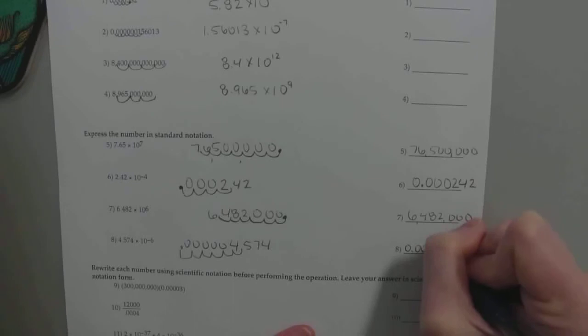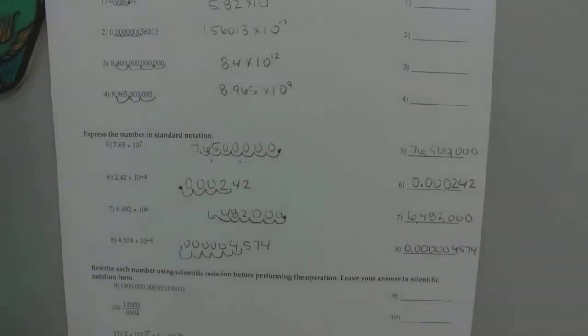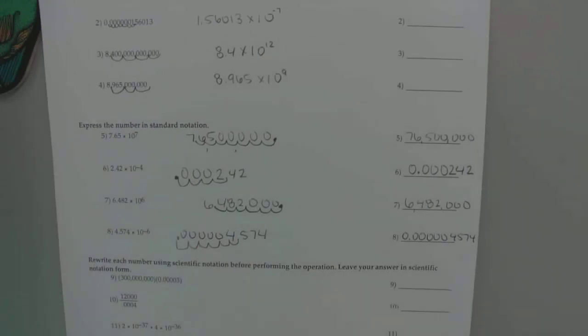Okay, so we'll put that there, and so we'll have 1, 2, 3, 4, 5 zeros in front. Look at that bad boy. So point 1, 2, 3, 4, 5, 4, 5, 7, 4. So that's a really small number. Are there any questions there?